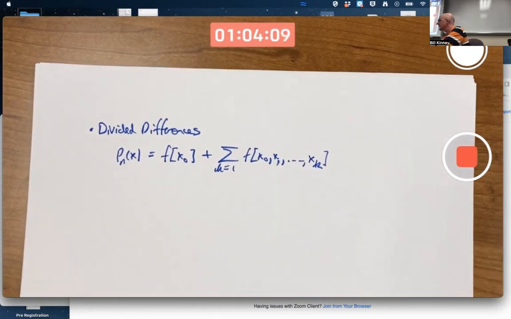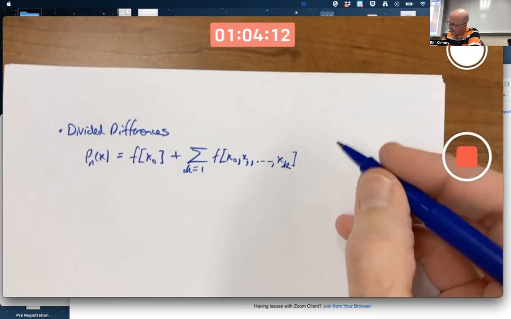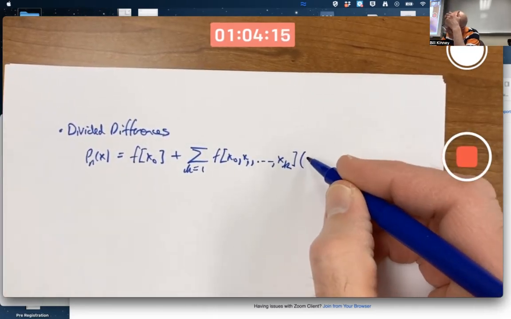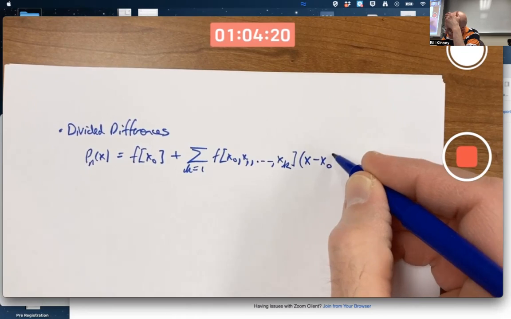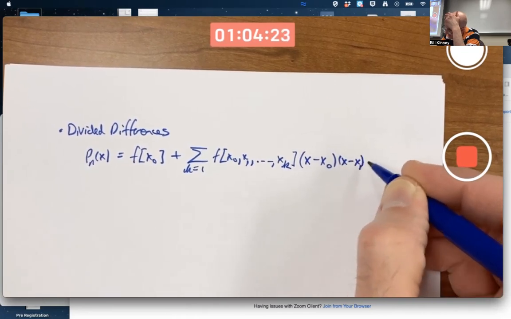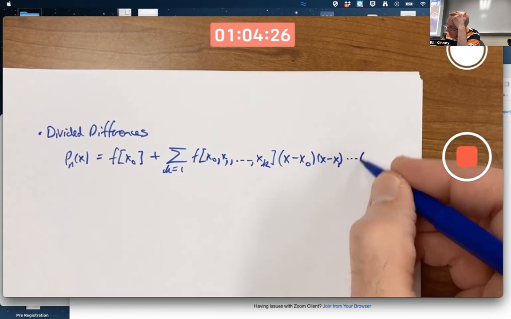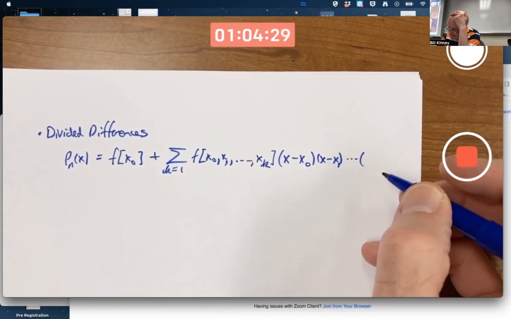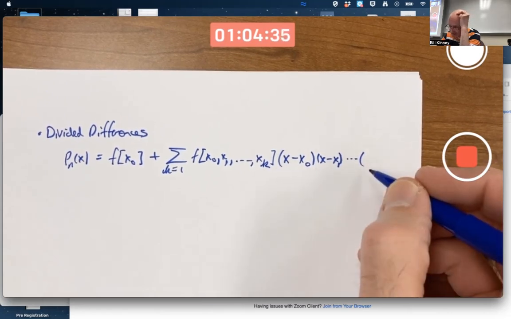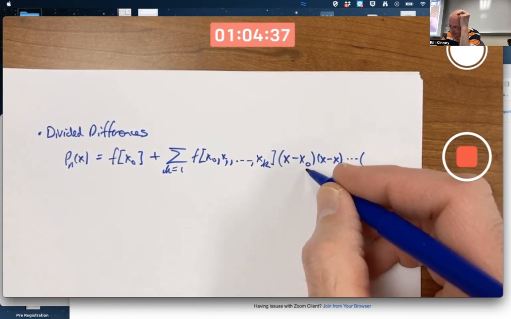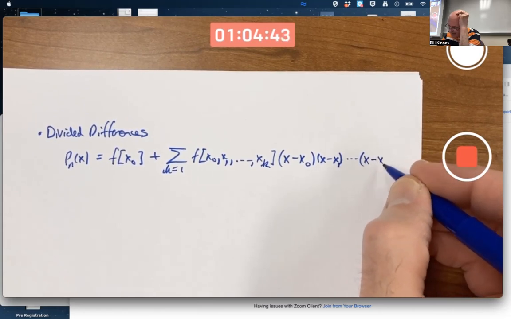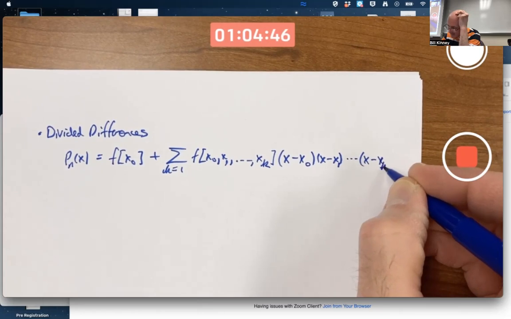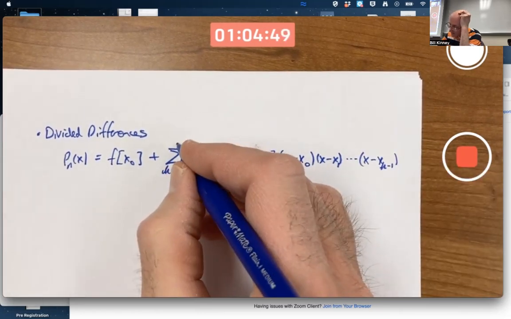Oh, I'm forgetting how we label it here. Let's think about it. And the product is going to be x minus x0 and x minus x1. These are coefficients. And you want this to be nth degree. There's n plus 1 nodes, but you want it to be nth degree. So you want n products here. We're starting with the 0th subscript, so the last factor has to be x minus x sub k minus 1. K is going to go up to n here.